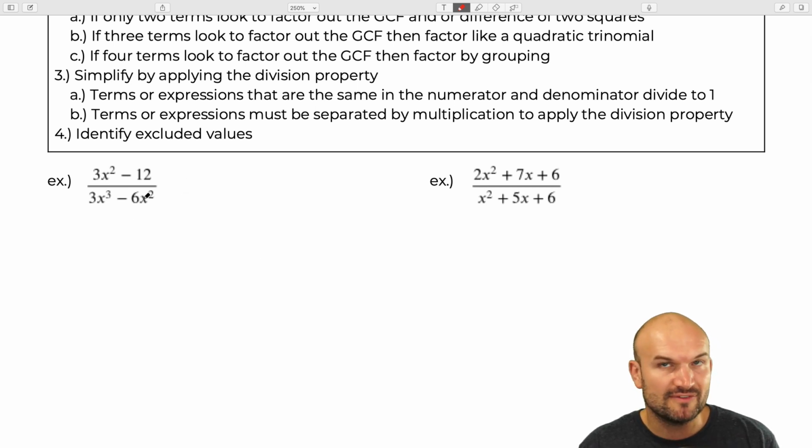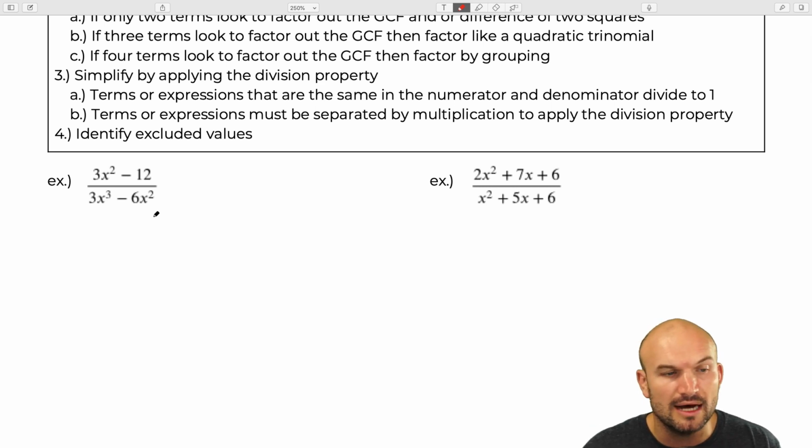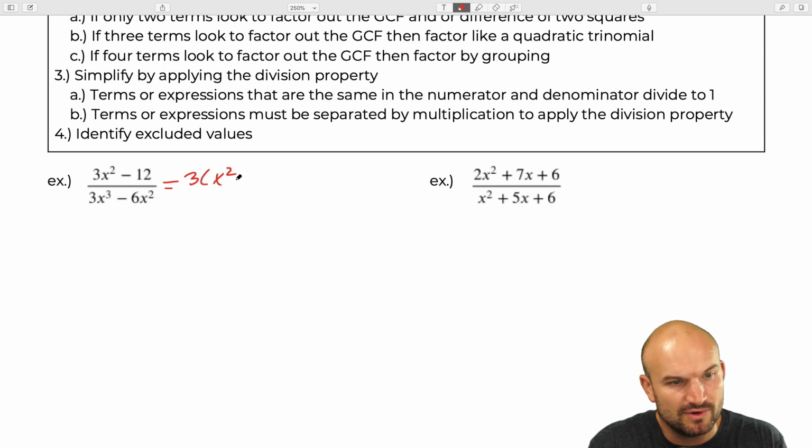Typically when you're simplifying a rational expression, we want to apply the division property. That means we need to create expressions separated by multiplication, so we're looking to rewrite the numerator and the denominator as a product. In the top of this expression, I'm looking to factor out a 3. That leaves me with x squared minus 4. And in the denominator, I can factor out a 3x squared, which leaves me with x minus 2.